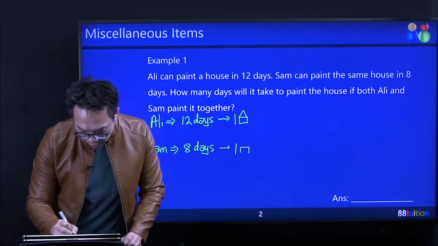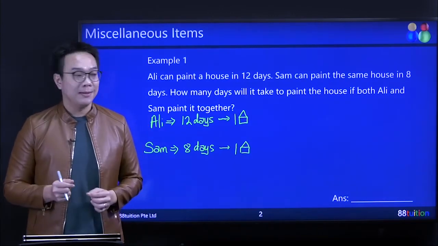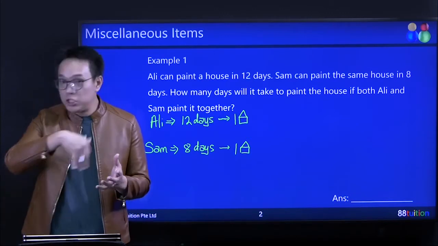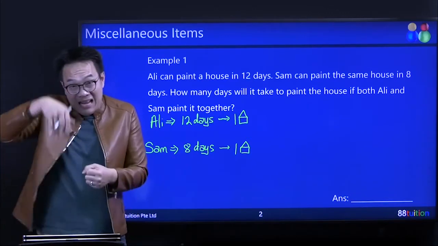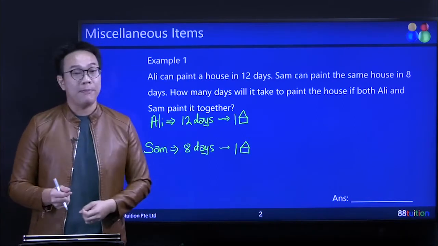Are you okay now? Who takes a faster time to paint the house? Sam lah. Sam only takes 8 days, 8 days can finish painting the house. Ali needs to take another 4 more days extra to paint the same house. So Ali is slower, Sam is faster.